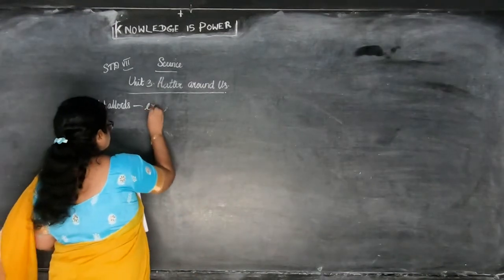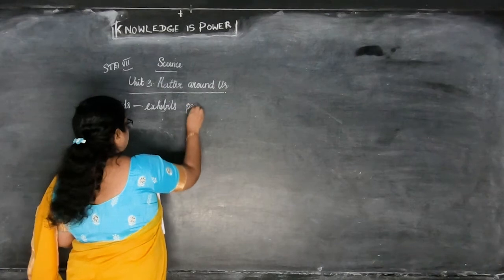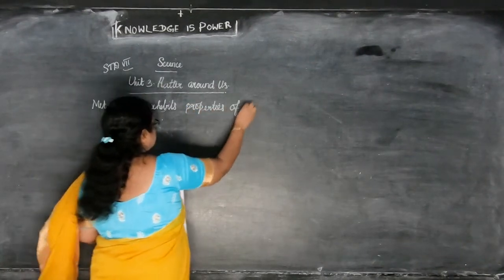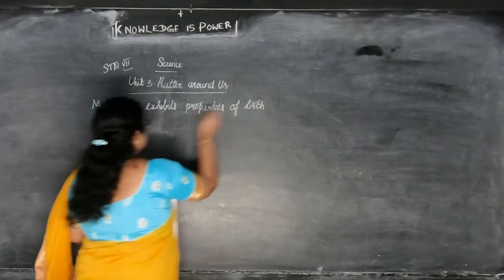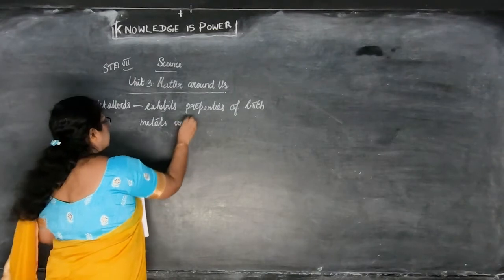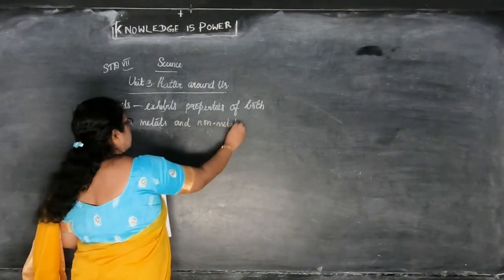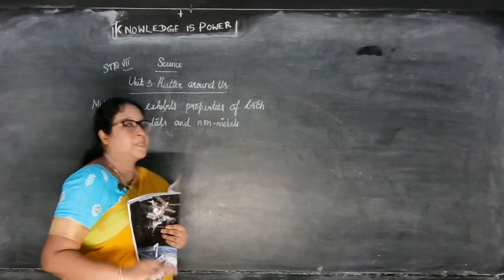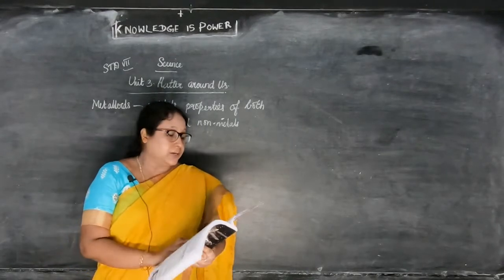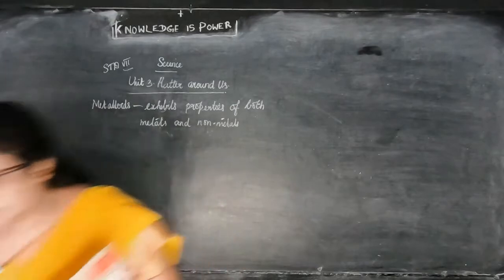That exhibits the properties of both metals and non-metals. Metals and non-metals is called as metalloids. Did you understand, children, what is metalloids now? That has the properties of both metals and non-metals. Both they are called as metalloids. Now next we will see the differences between metals and non-metals.